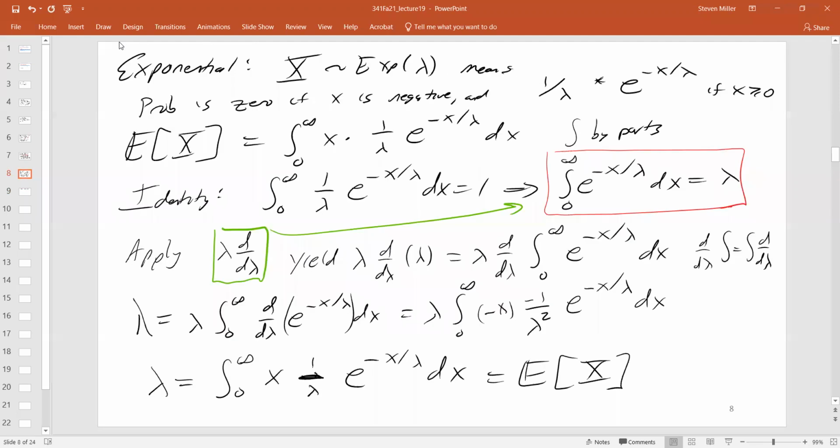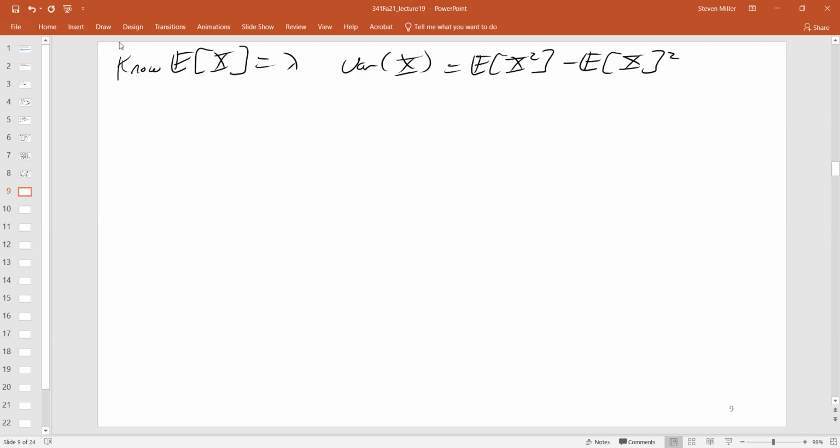From what we just did a moment ago, we have lambda equals the integral from 0 to infinity of x times 1 over lambda e to the negative x over lambda dx. I could apply lambda d by d lambda again. Why am I not thrilled about differentiating right now? What would I have to use on the right-hand side? So I want to take the derivative with respect to lambda, but what do I have to use on the right-hand side?